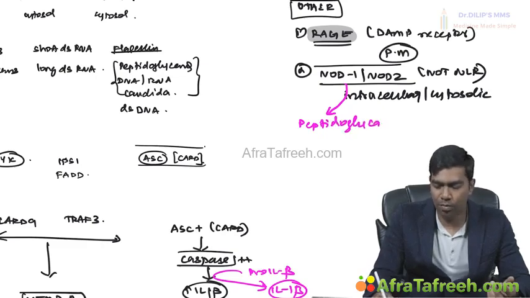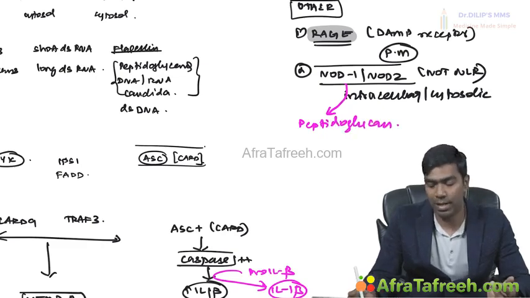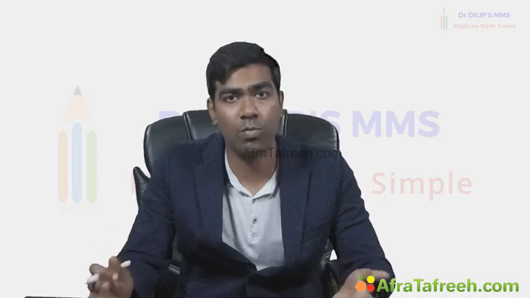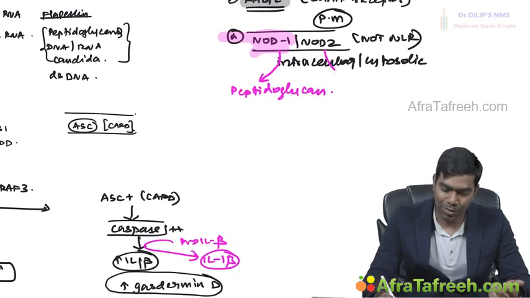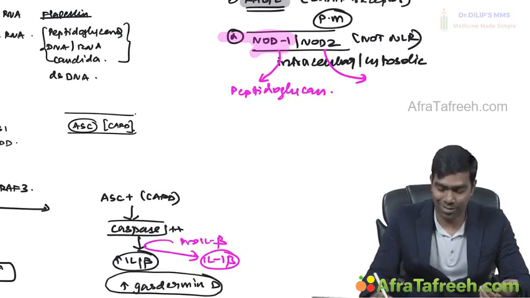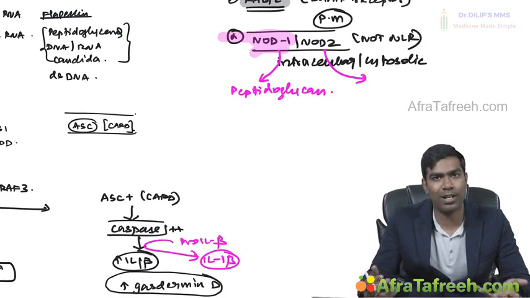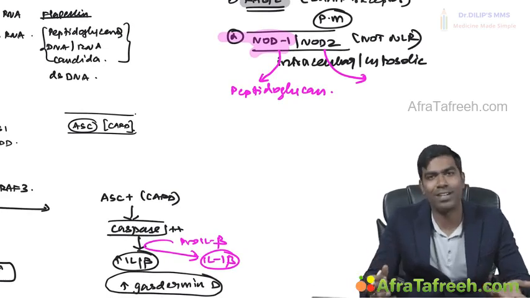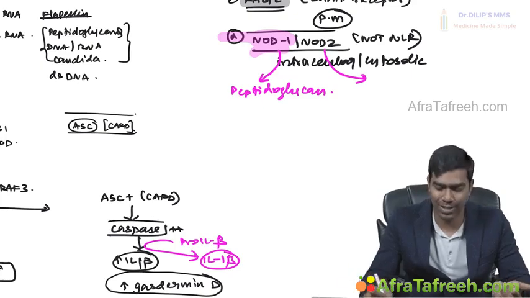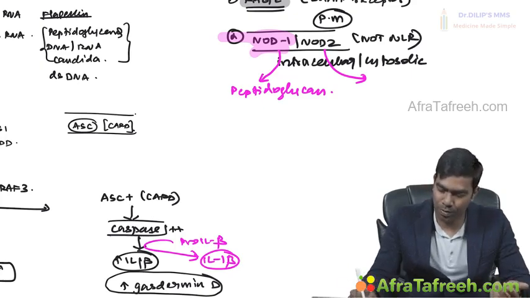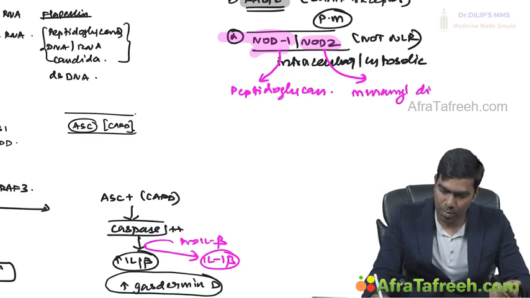Peptidoglycan is very important for your Crohn's disease and Blau syndrome understanding, especially Crohn's disease. If you take any book and see the NOD mutations, they would have given many cases. That's why NOD2 mutation in Crohn's disease. You can take any textbook and see these NOD mutations will definitely be given in Crohn's disease. You can go and see. So now NOD2. What about NOD2? NOD2 recognizes something called muramyl dipeptide, which is also a bacterial component.